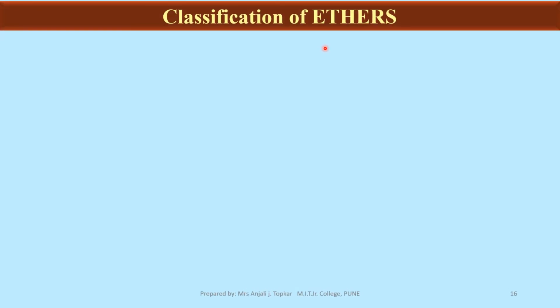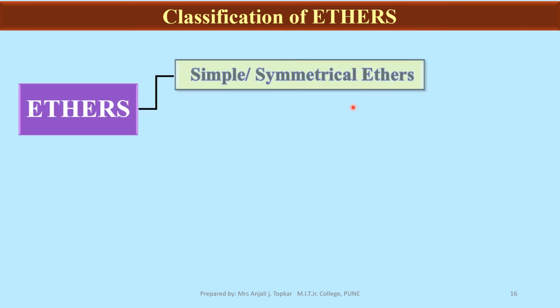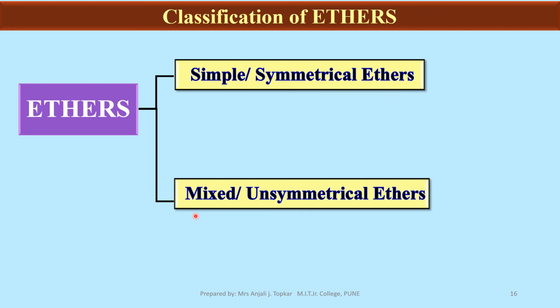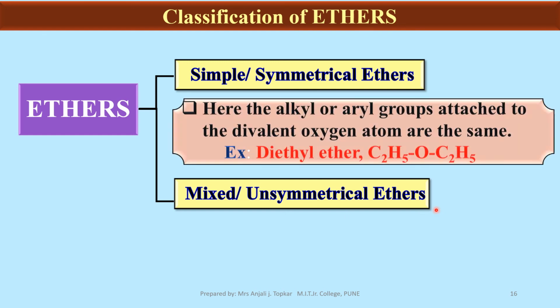Now we are going to see the classification of ethers. Ethers are classified into two types. First is simple or symmetrical ethers, and second, mixed or unsymmetrical ethers. What are simple or symmetrical ethers? Here, the alkyl or aryl groups attached to the divalent oxygen atom are same.